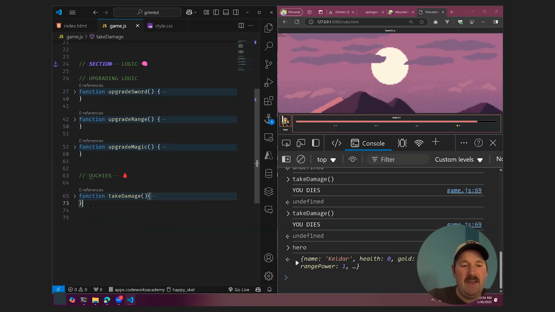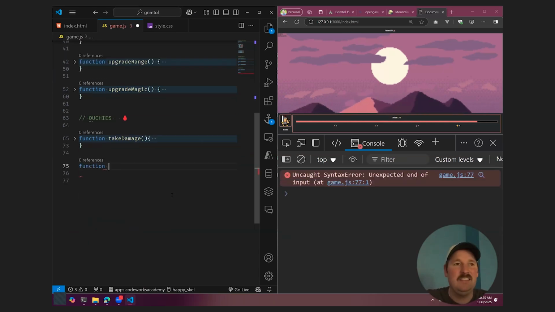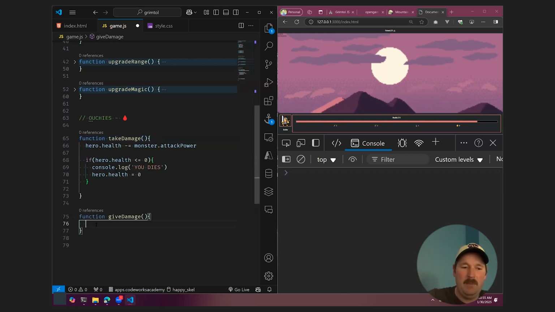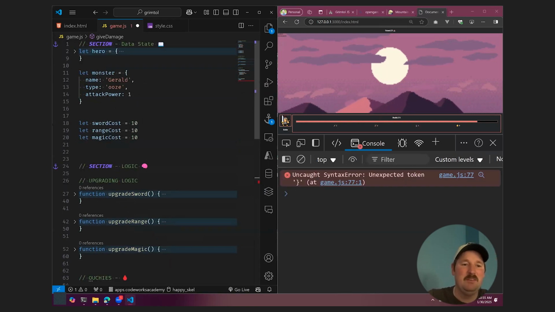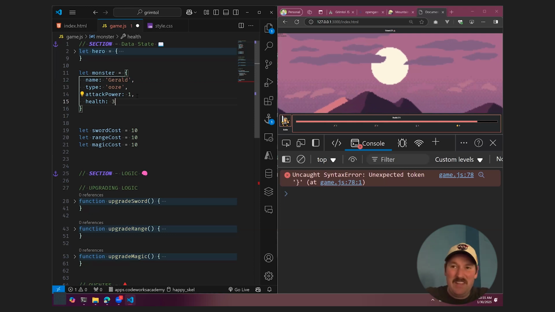I take damage. What about give damage? Function, we'll call this like, I don't know, I kind of like give and take. You like it? Let's do give damage. And we'll do the invert of what we did here. So I want my monster dot, no, my monster has no health. He can't die. Probably better fix that, right? Monster's health is going to be 3. Again, I'm just throwing in random numbers. I don't know. I don't care. I'll balance all this later.